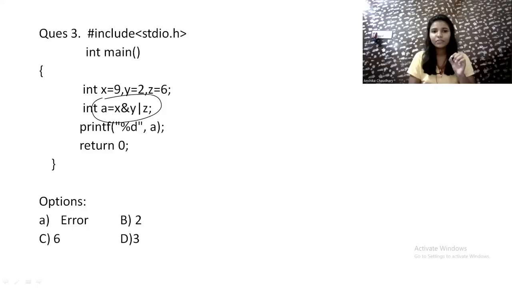So x assign 9, y assign 2, z assign 6. Okay, so int a assign, what is the value of a? Now x and y, so what is the value of x? 9, and what is the value of y? 2, and this is a logical OR, and the z value is 6.